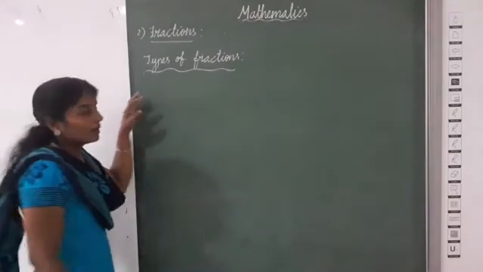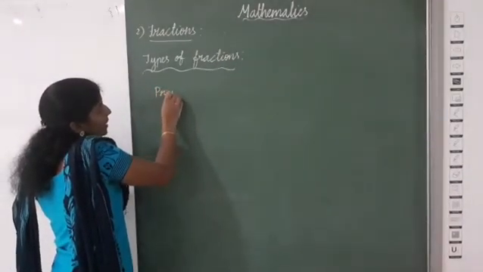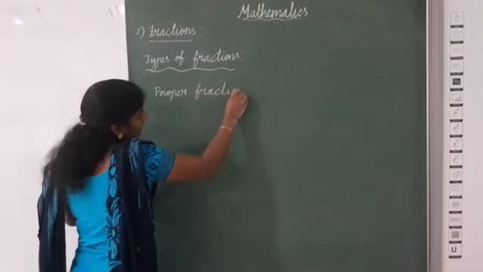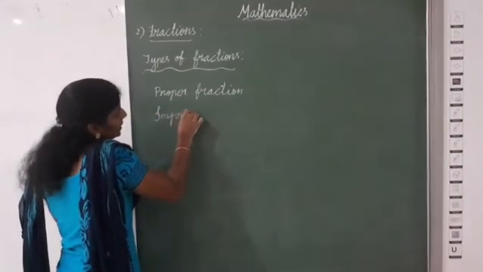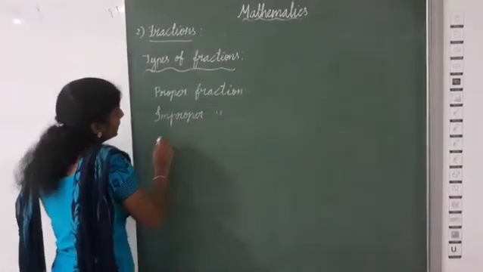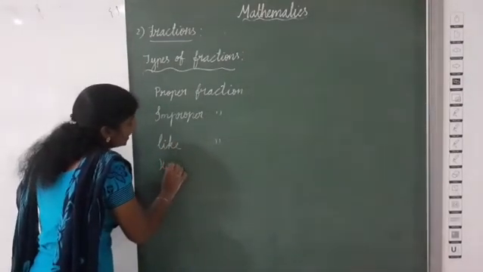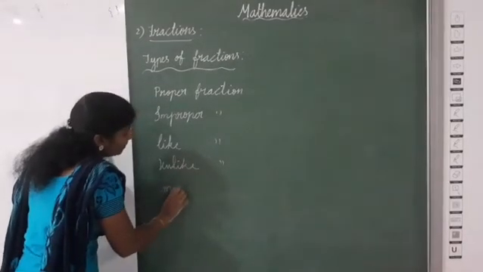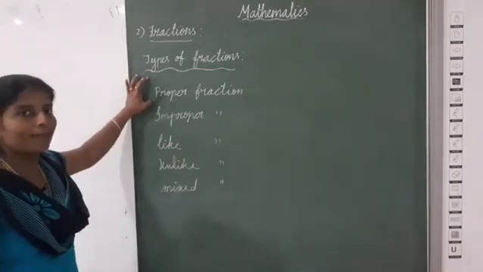Okay. Now, next types of fractions: proper fraction, then improper fraction, then like fraction, then unlike fraction, then mixed fraction. Isn't it? Do you know what is proper fraction?